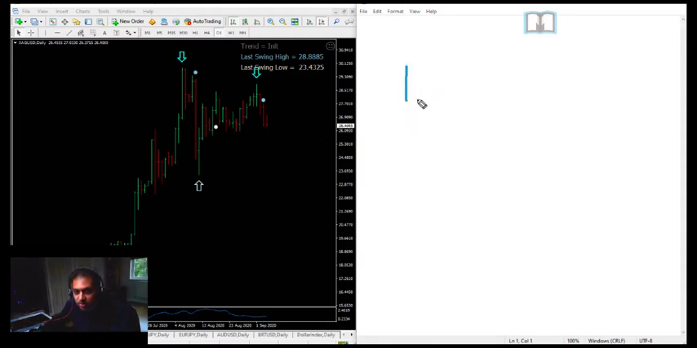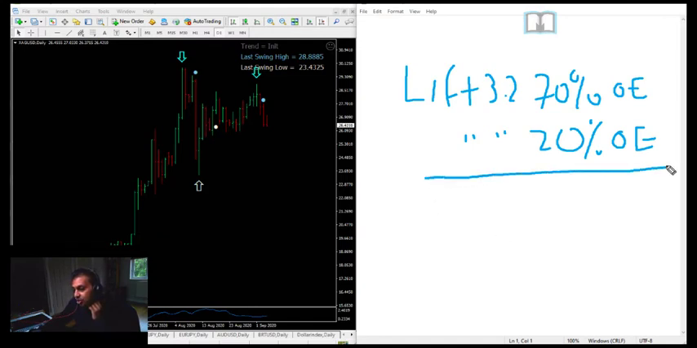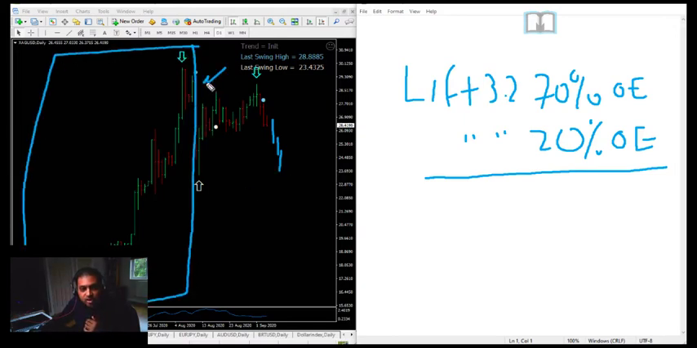The difference between the Liftoff 3.2 70% OE and the Liftoff 3.2 20% OE is basically in the name itself. It just talks about the objective. Our objective here is to capture those 20% of phases that really do run. And with 20% of phases, you can see like this, for example, on silver, this is an outlier phase. This really does move quite aggressively in the market.